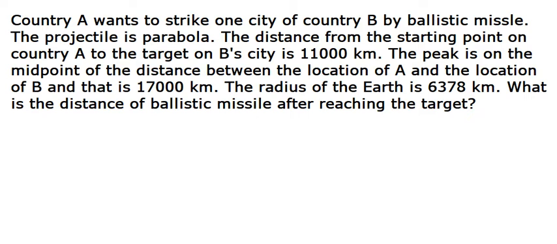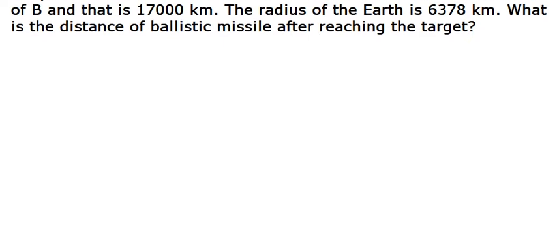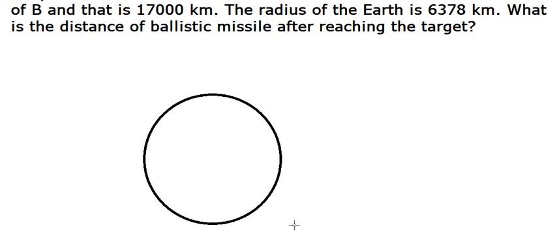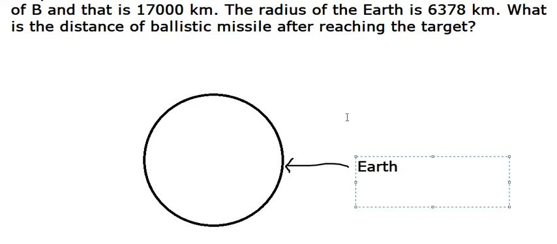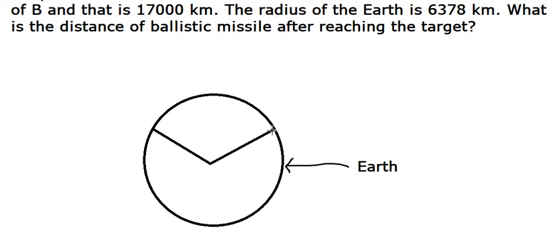So now I will show you the answer. First, we need to draw the Earth. This one is the Earth. Next, I will put one point in here. This is location A. This is location B. So here is A on the Earth. Here is B on the Earth, because the two cities are on the surface of the Earth.